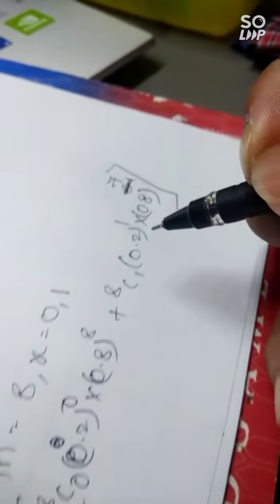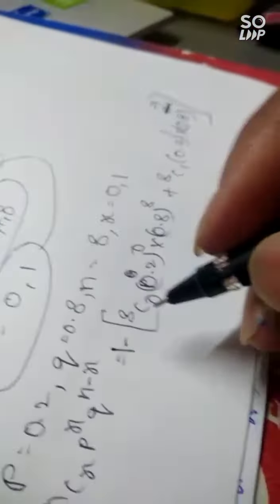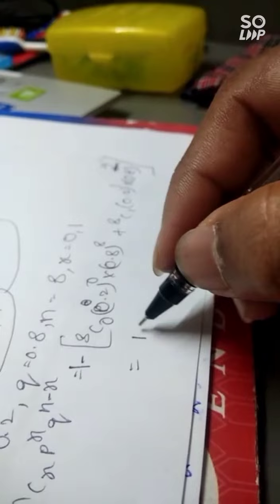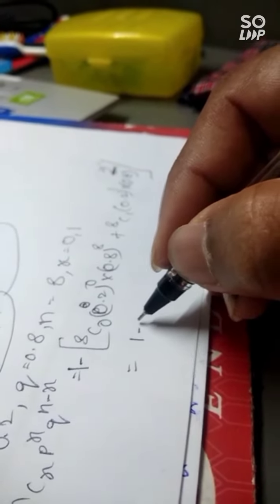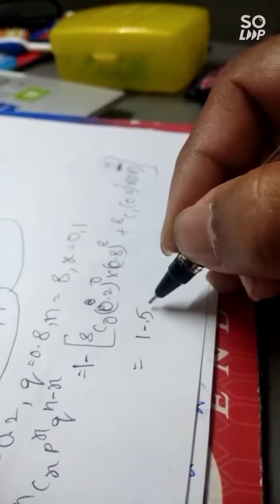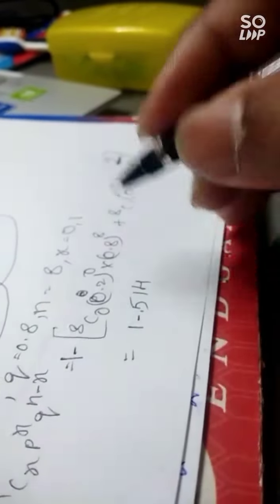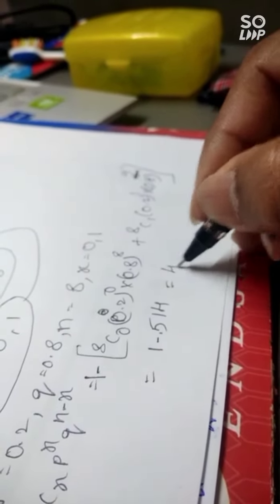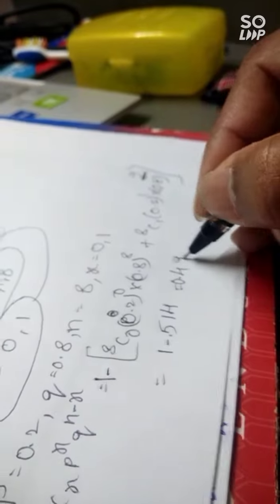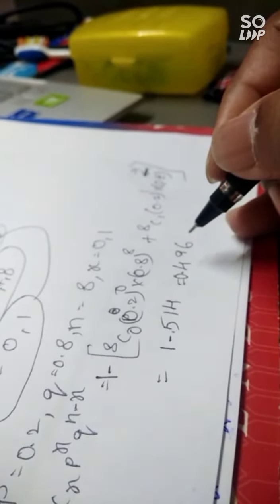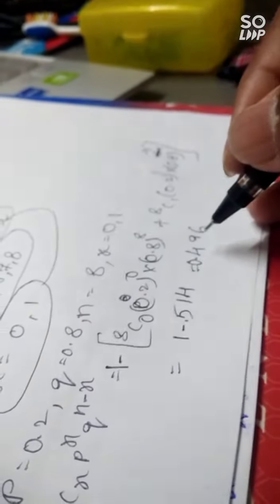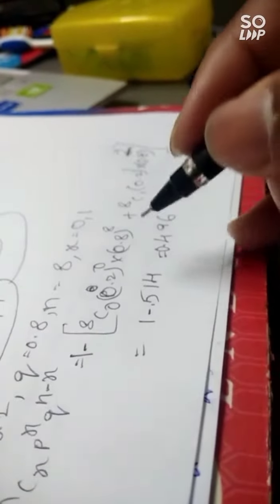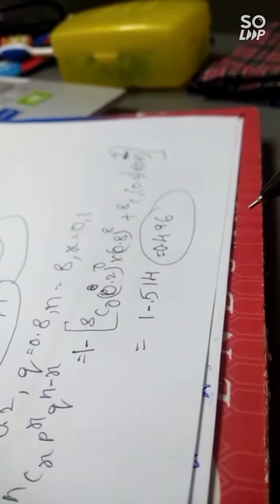When you solve all these things, we can do it easily with the help of a calculator. I am just writing the value of this, 1 minus, and it will be around 0.514. It will be around, so 1 minus 0.5, that can be written as 0.496, right? So when we do all this, the answer is 0.496.